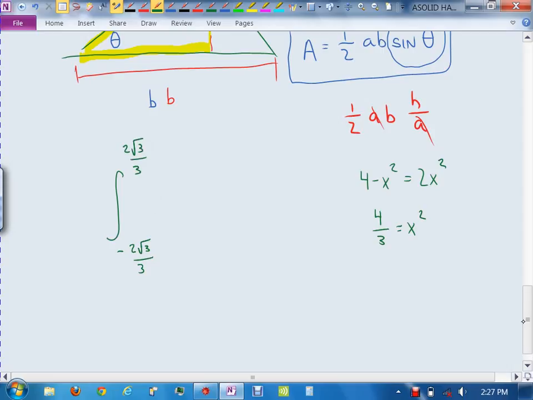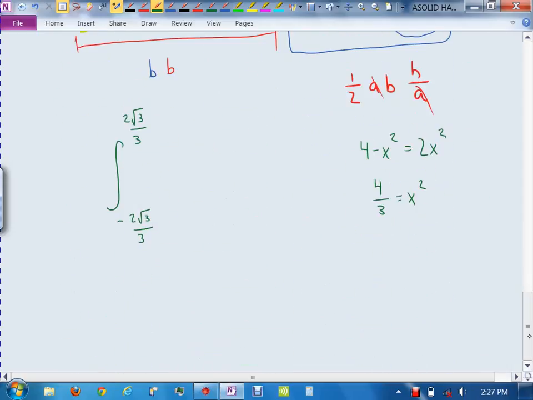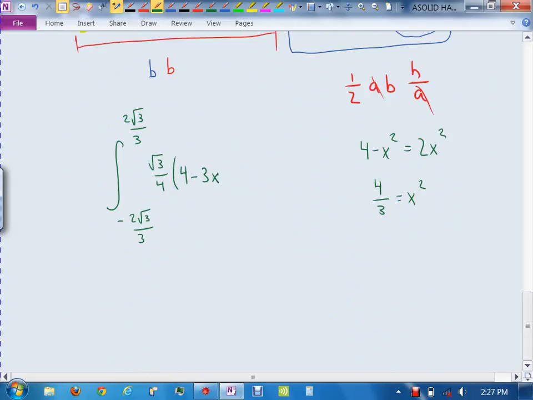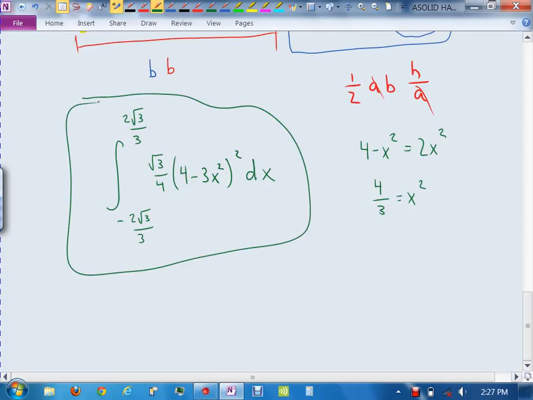And then now you have the formula we just came up with, which is root 3 over 4 times 4 minus 3x squared, squared dx. If you can figure out the antiderivative of that and then plug in, then that's the volume of that crazy shape. All right. Well, pull the square root 3 over 4 out.